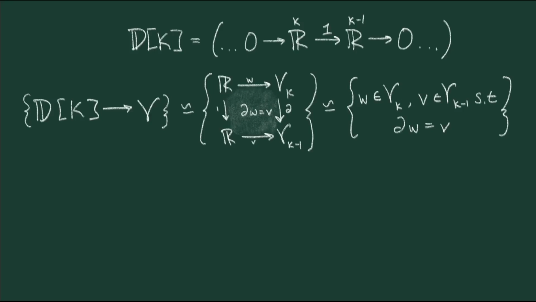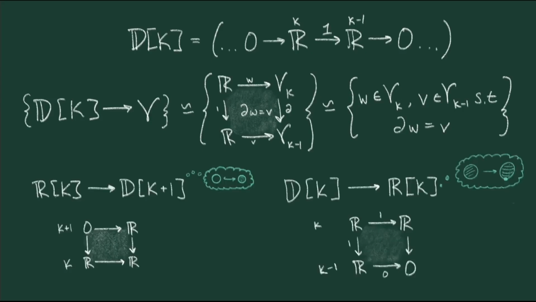Just to be clear, the filled-in part of the square indicates that going right and down coincides with going down and right. More formally, the composition of the top and right map equals the composition of the left and bottom map. Pictures like these are a common way to visually unravel these objects. Here are two basic examples. First, note that D bracket K plus 1 has a cycle of degree K. This is conventionally imagined as modeling the inclusion of a circle into a disk. In particular, the D is for disk.